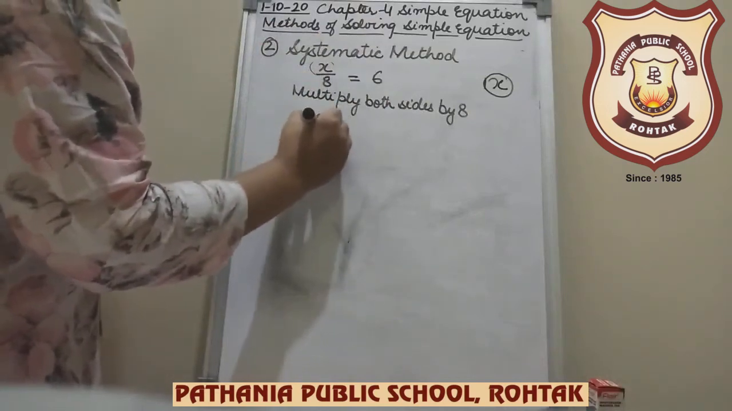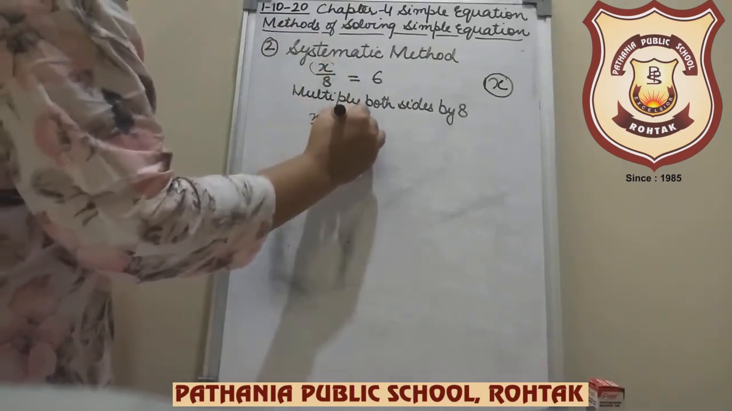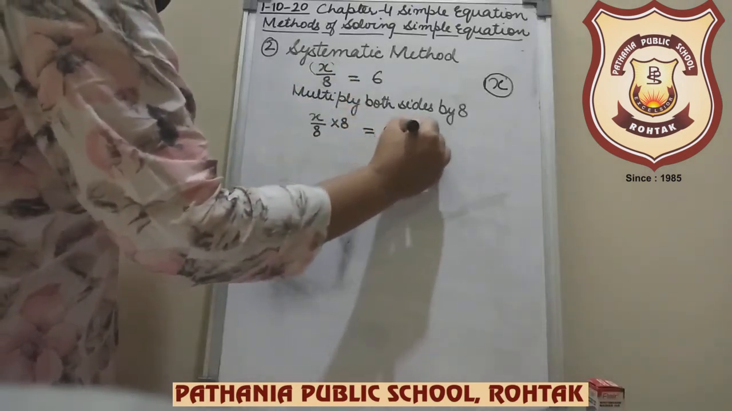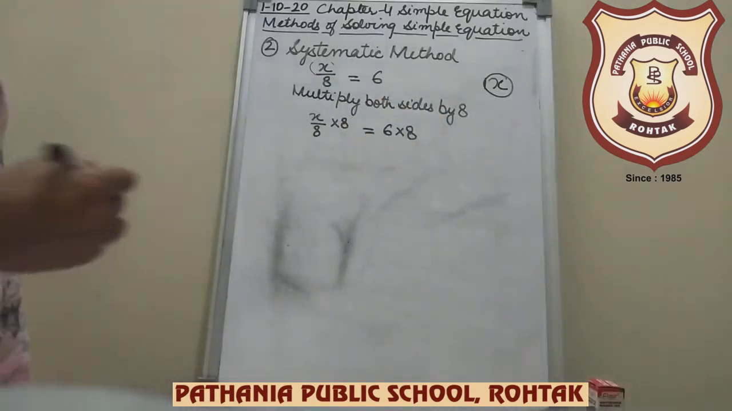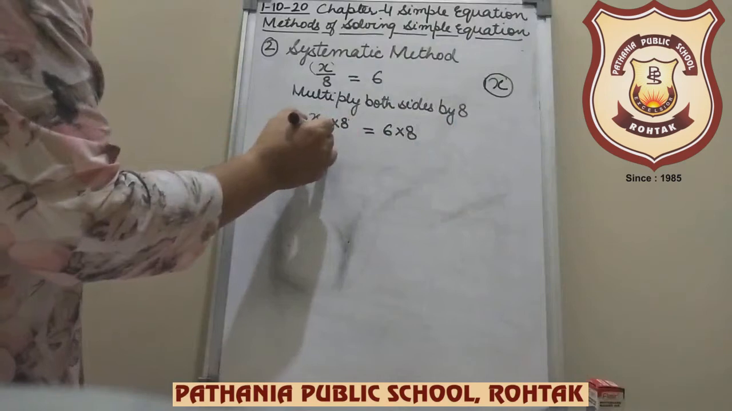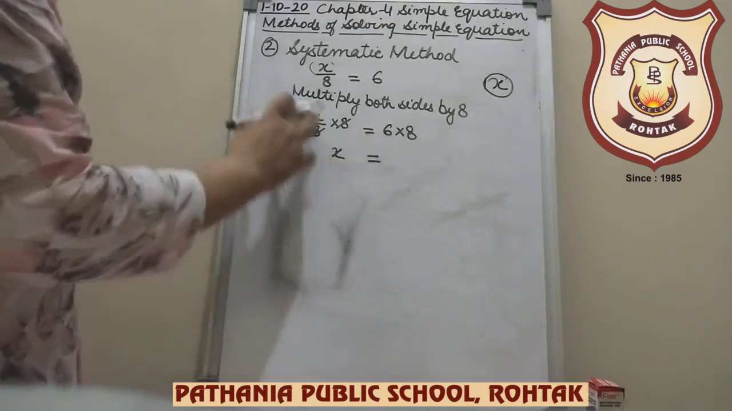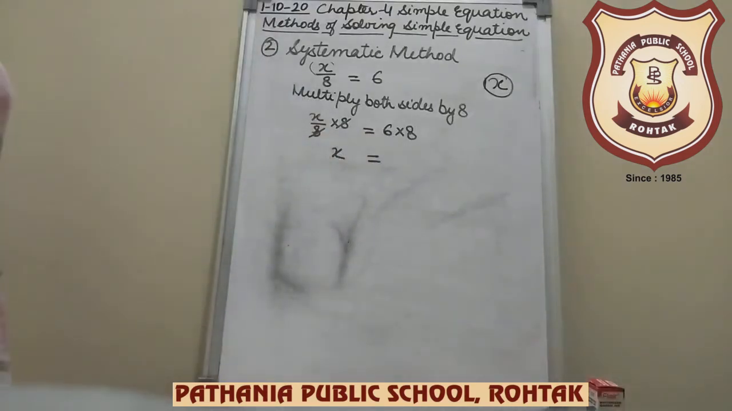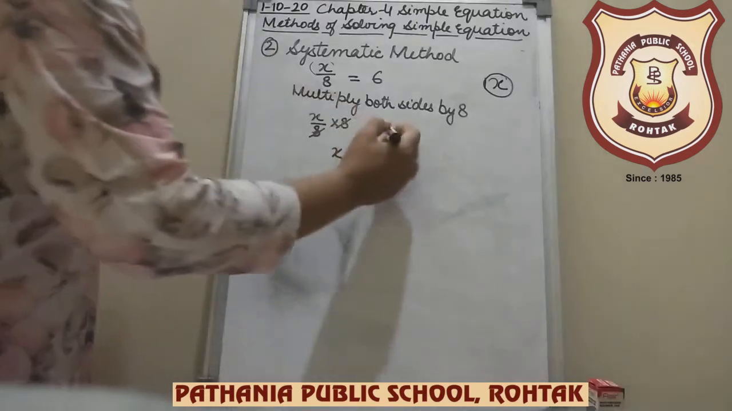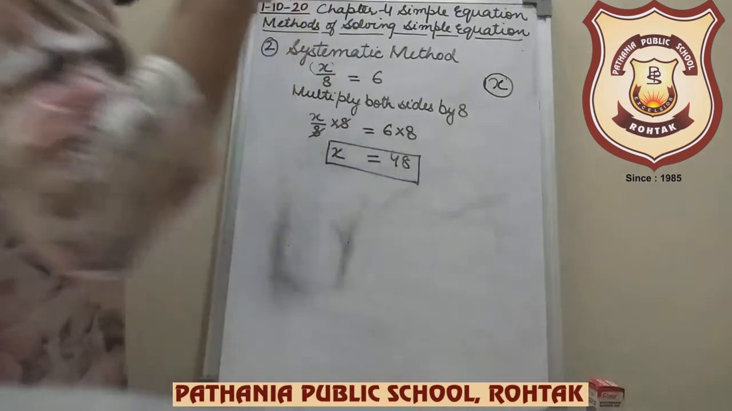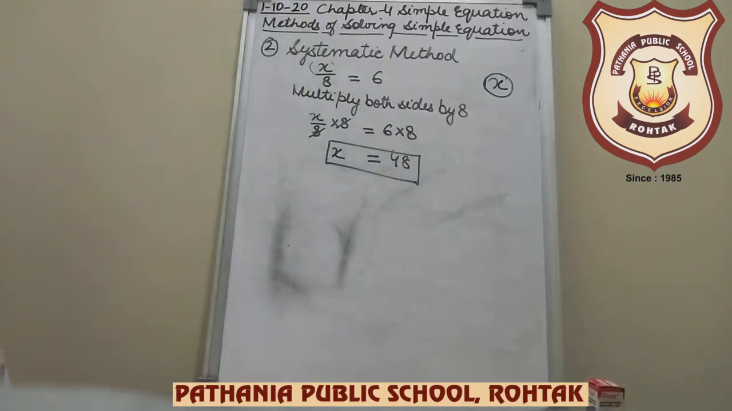So what you are getting, this is as it is, multiplied by 8. 8 is to be written with the numerator as there is multiplication, and 6 is also multiplied by 8. Now these two 8, this is in numerator and this is in denominator, they get cancelled. Now you get your variable without any other numeric coefficient except 1. 1 is already there. And this is 48. So the solution is 48, the value of variable is 48.